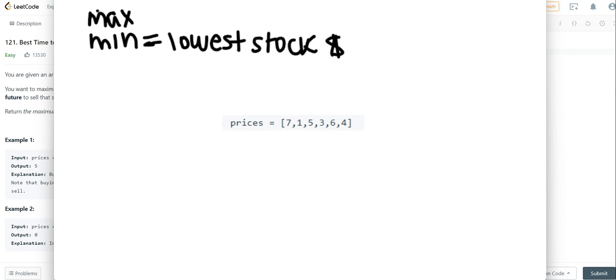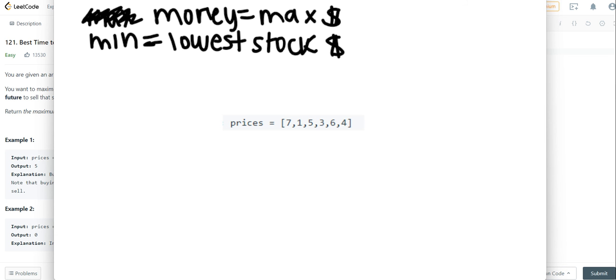Max is not going to be the max of the stock price, because that is completely useless. So a possible better name, which I just wrote, is money. This is going to keep track of the max money, or profit, that you can make. Let's see how this contributes to our question.